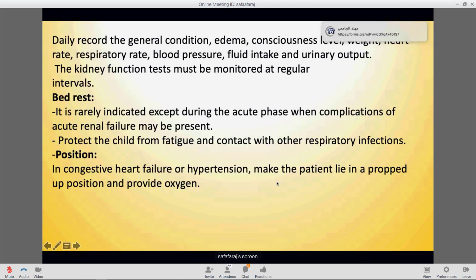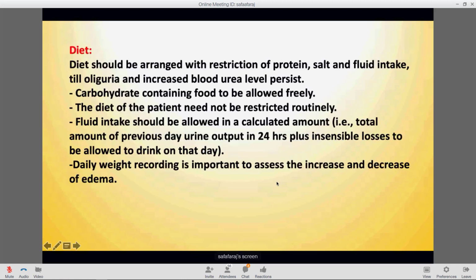Bed rest is rarely indicated except during the acute phase, when complications of acute renal damage may be present. Protecting the child from fatigue and contact with other respiratory infections is important. Position: in a congestive heart failure or hypertension patient, make the patient lie in the proper position to provide good oxygen supply. Diet. What about diet?